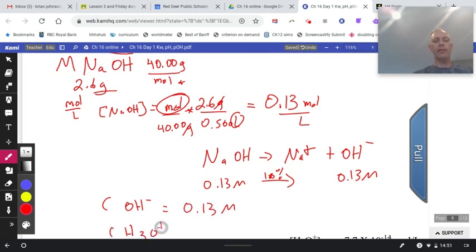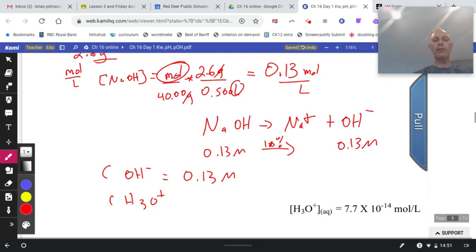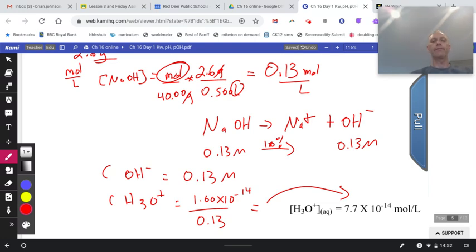Concentration of hydronium, we're going to use Kw, 1.00 times 10 to the minus 14 divided by 0.13 gives us that value. All right, so that's one of our two things today, understanding where Kw comes from and understanding how to use it to convert hydronium to hydroxide or hydroxide to hydronium. How's everybody doing on that topic?